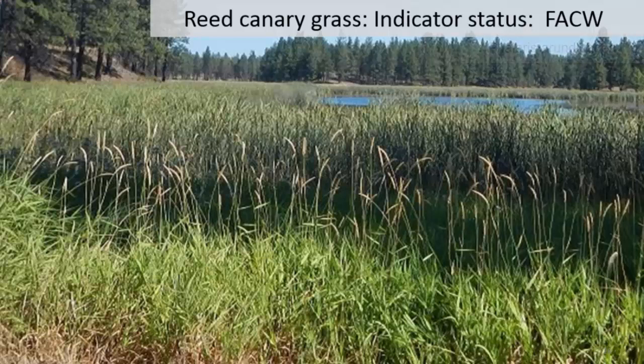Reed canary grass, Phalaris arundinaceae, is the plant that is visible in the foreground. It is very common all over the state of Washington and spreads by shallow roots called stolons, which can make a hard mat under the surface of the ground.